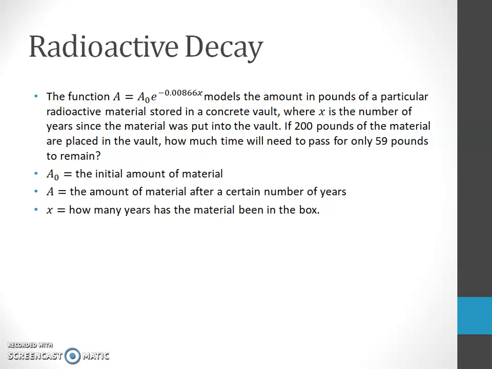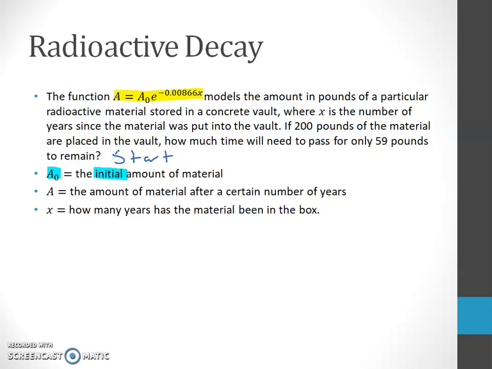So they will all start out as the function A equals A sub 0. The way we say A sub 0 is A naught. Okay. So we've got A equals A naught e to the negative 0.00866x. So right there, they give us our equation. Okay, things we need to know, this A naught, which is again your A sub 0, that's your initial amount. So that's basically your start.